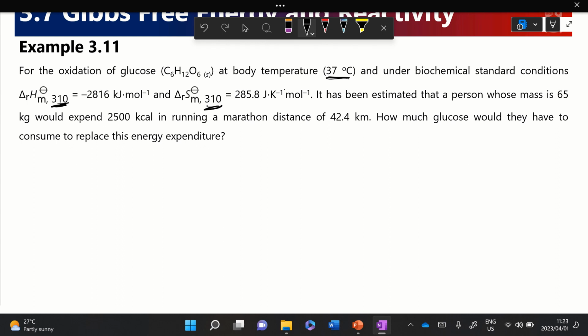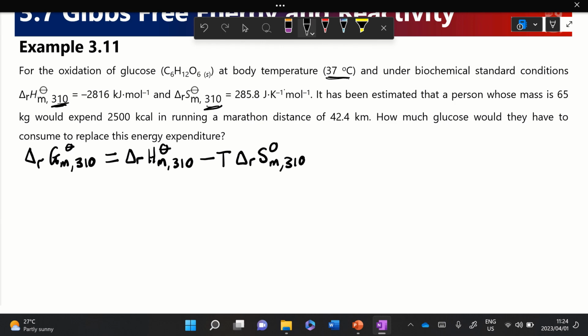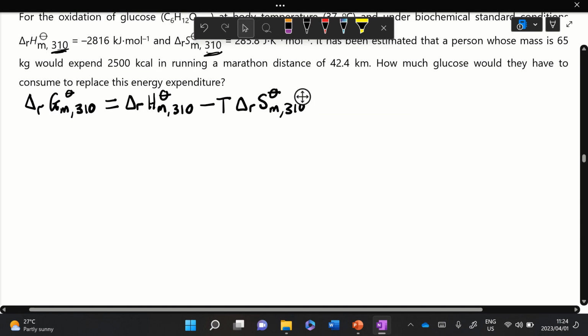So let's start by calculating the Gibbs energy to find out how much energy is actually obtained from 1 mole of glucose. Remember, we're going to work with molar quantities, so it will give us an indication of how much energy per mole of glucose we would obtain. So I'm writing reaction because, of course, it is an oxidation reaction that takes place. The burning of glucose in your body would be an oxidation reaction.